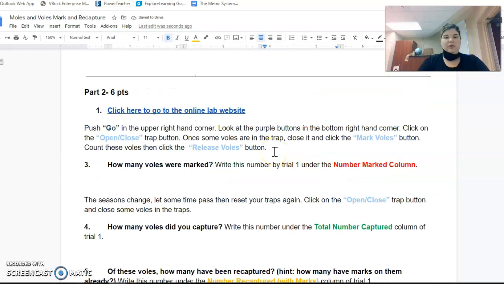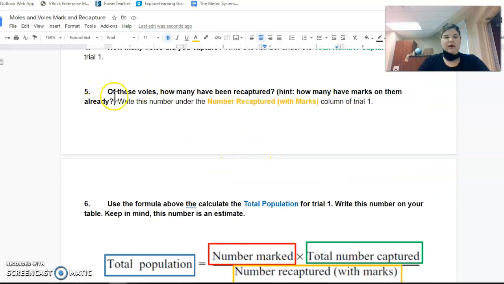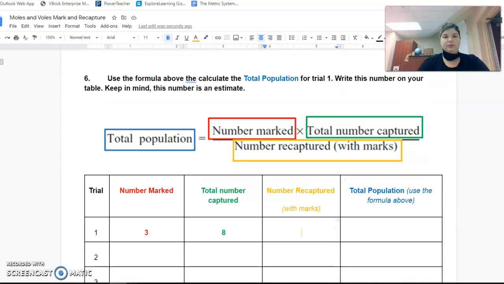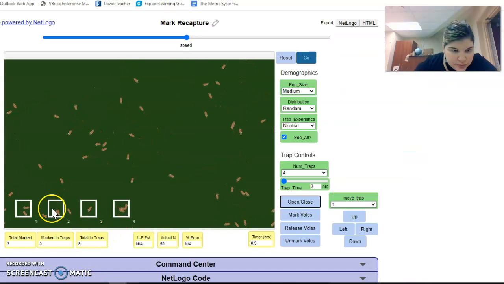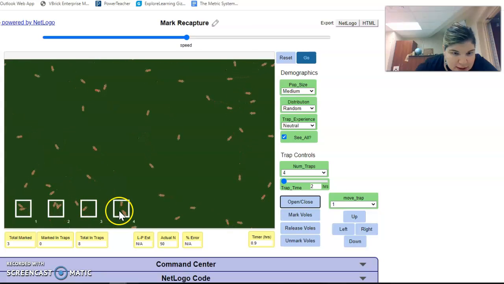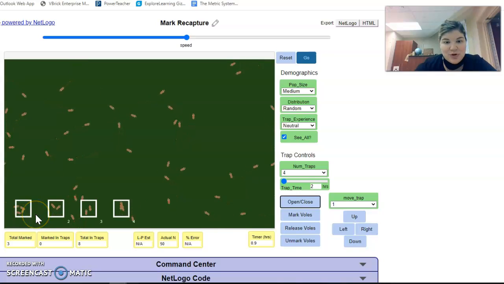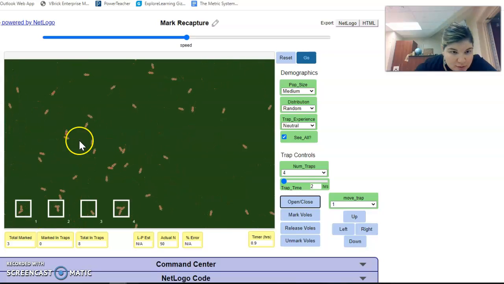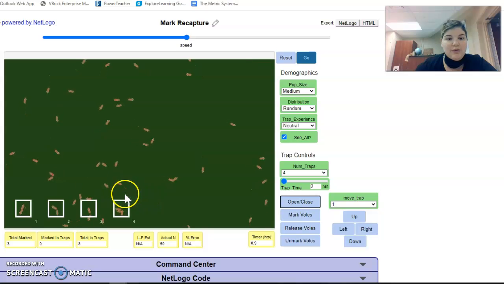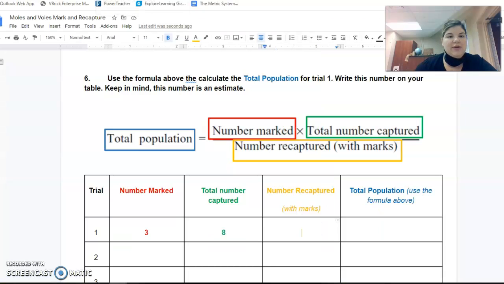And now I need to know the number that I recaptured with marks. So of these voles, how many have been recaptured, and how many have marks on them already? Write this number under the number recaptured with marks. Okay, and looking here, it doesn't look like I have recaptured any of my marked voles. They're still running around free. So that's the value that I will enter under number recaptured, 0.